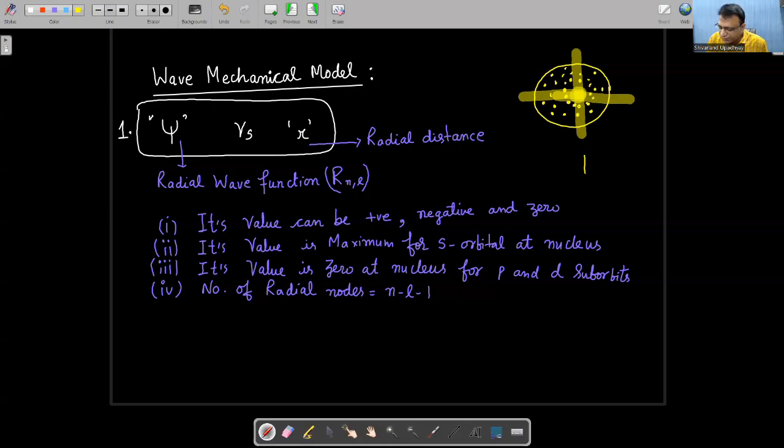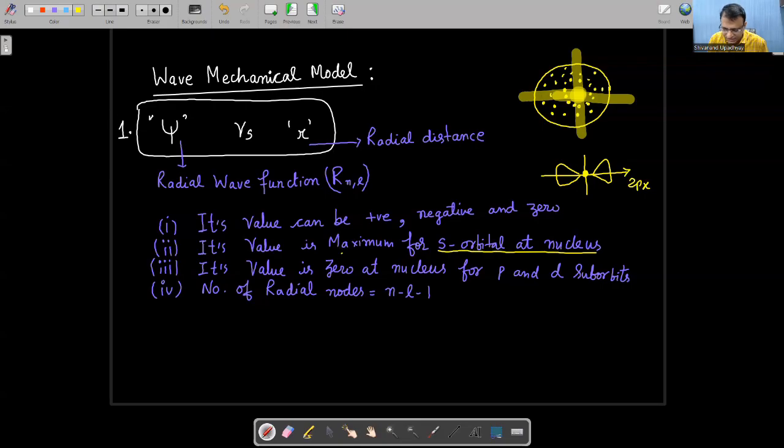When we are discussing p orbital, suppose I am discussing the 2px orbital. For the 2px orbital, it has a dumbbell shape. So this is the shape along the x-axis. When we come near the nucleus, here there is the nucleus. As we come near the nucleus, there is no probability of finding the electron. So in case of p orbital, there is a planar node at the nucleus. So that's why we are saying that the value of psi is maximum at the nucleus for s orbital. For s orbital, its value is maximum at the nucleus.